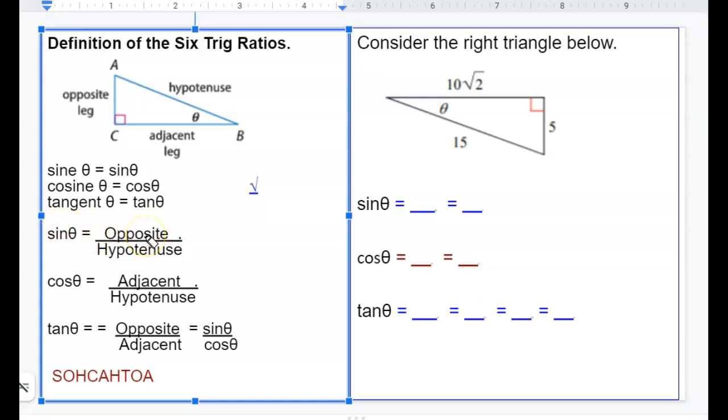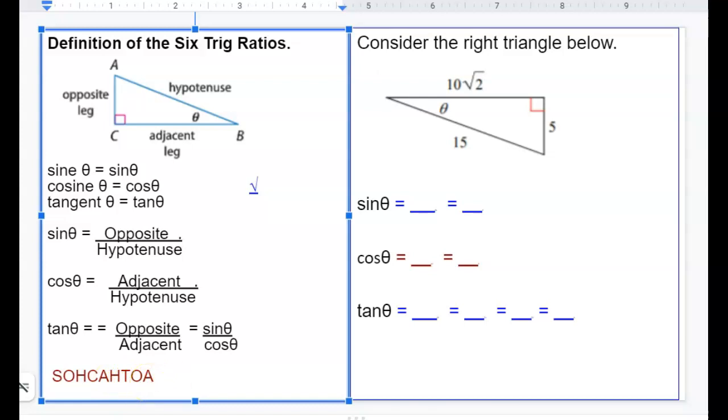Sine goes with opposite. And then if sine goes with opposite, cosine automatically goes with adjacent. And then tangent goes with both, opposite over adjacent. You can also use this acronym here, SOHCAHTOA. You see that? So, S-O-H: sine is opposite over hypotenuse. C-A-H: cosine is adjacent over hypotenuse. T-O-A: tangent is opposite over adjacent.